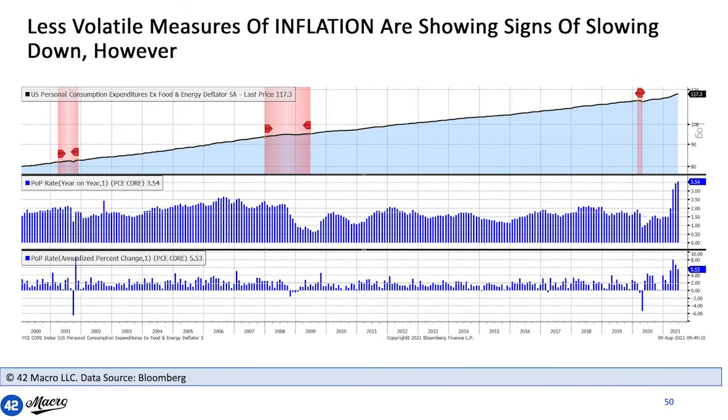On slide 50, when you look at less volatile measures of inflation, they're actually showing signs of slowing down. So you look at this as the core PCE on a seasonally adjusted basis, and obviously still accelerating on a year-over-year basis. But when you look at it on a month-on-month annualized basis, up 5.5%, that's actually ticking down. And so this is in line with our view. We still have a lot of disinflationary pressure in the economy. A lot of the inflation that we're seeing right now is really being driven by, again, temporary supply-demand imbalances.